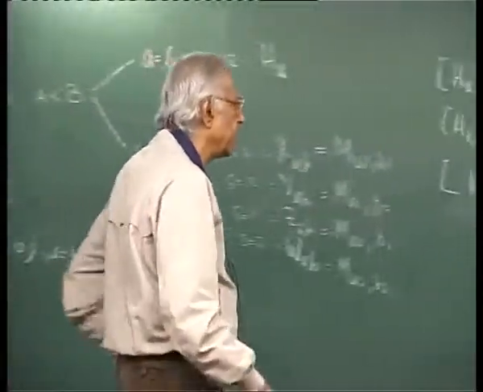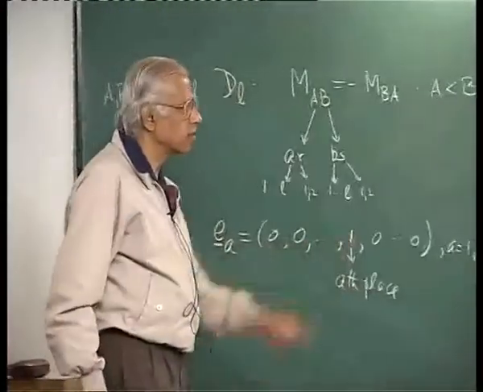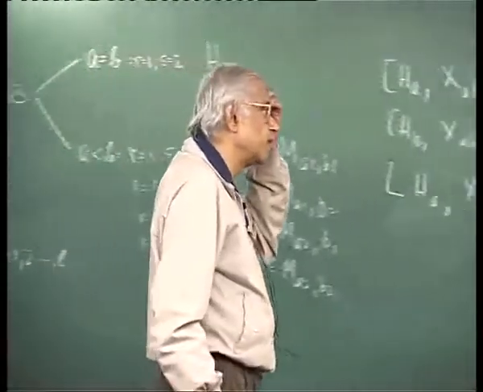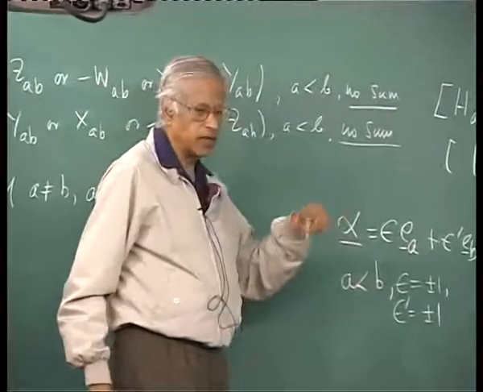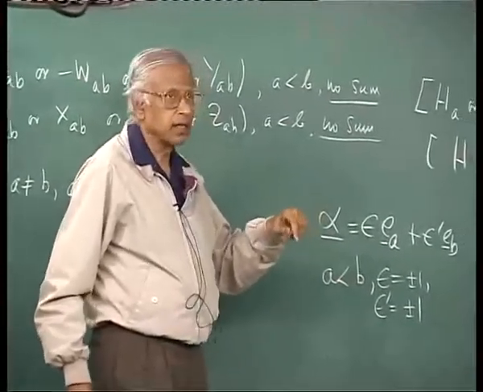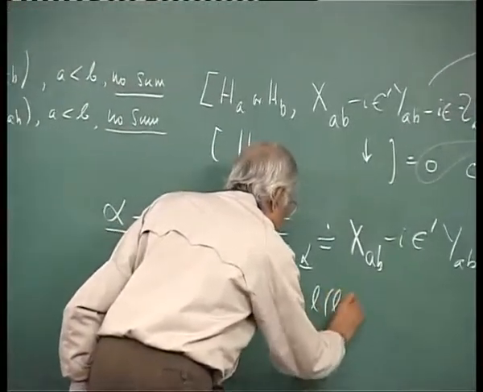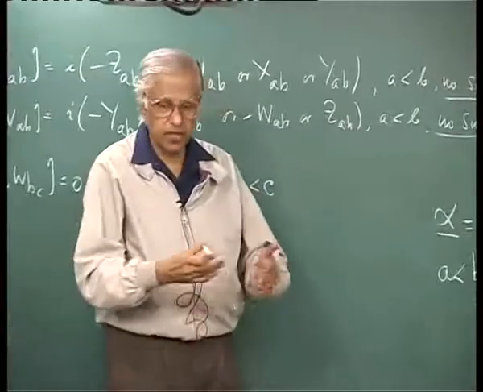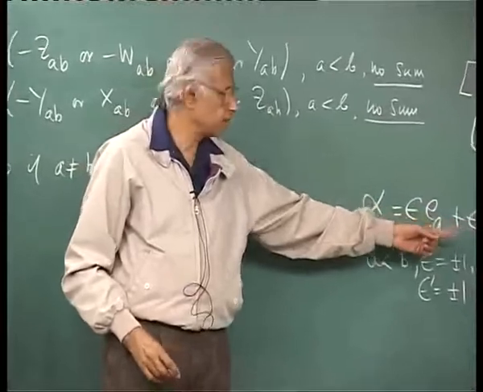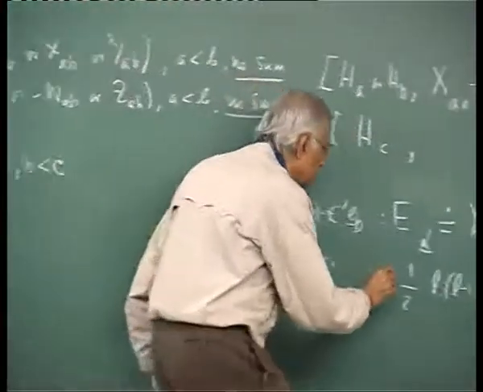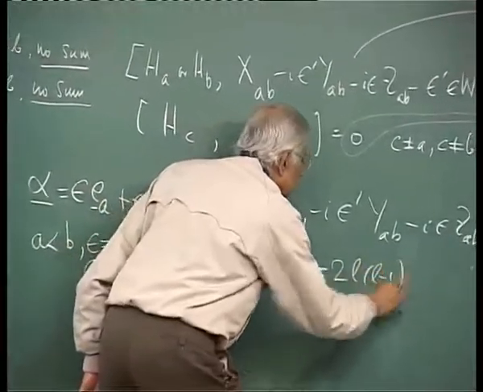So A is less than B, and what is the range of A and B? It goes from 1 to L. So let us see how many distinct roots we have found. A and B go from 1 to L, but A is strictly less than B. So that gives you 1 half L into L minus 1 possible AB pairs. But for each choice of AB, we have 4 sign freedom. So multiply this by 4. That gives you 2L into L minus 1.